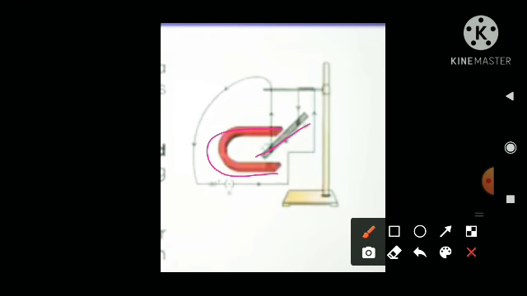and it moves away. The conductor moves away from the magnet. Why does it move away? In 8th standard we already learned that an object moves by an external force.